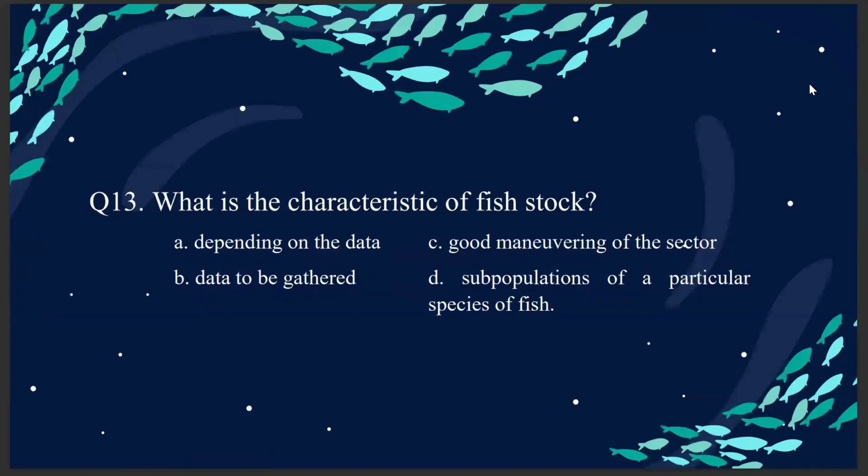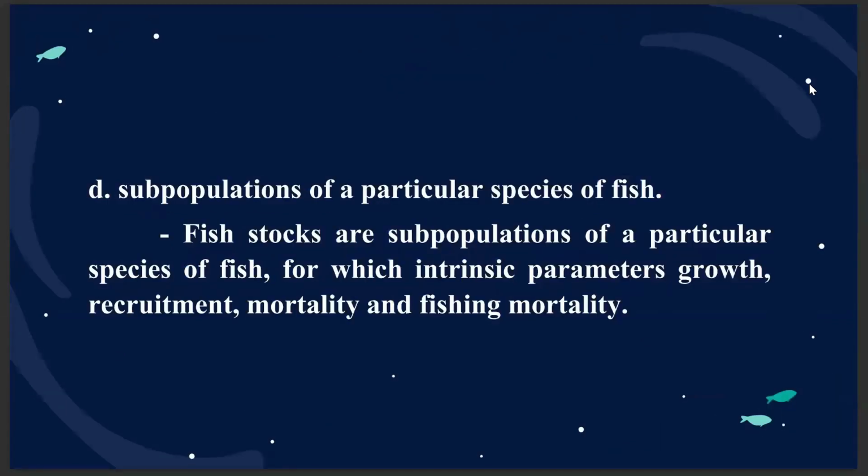Question number 13. What is the characteristic of fish stock? A. Depending on the data. B. Data to be gathered. C. Good maneuvering of the sector. D. Subpopulations of a particular species of fish. The answer is D. Subpopulations of a particular species of fish. Fish stocks are subpopulations of a particular species of fish for which intrinsic parameters are growth, recruitment, mortality, and fishing mortality.